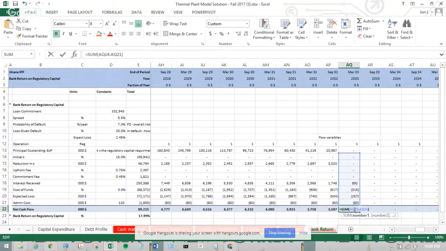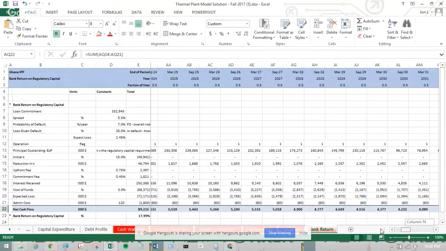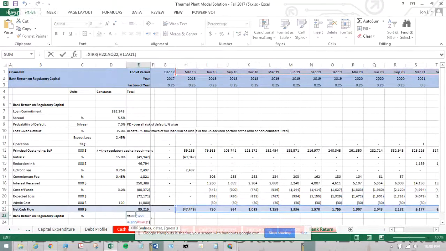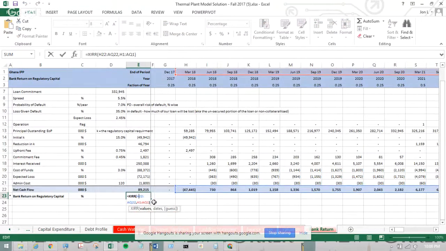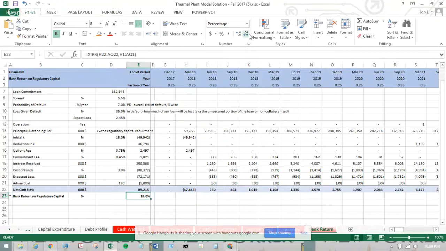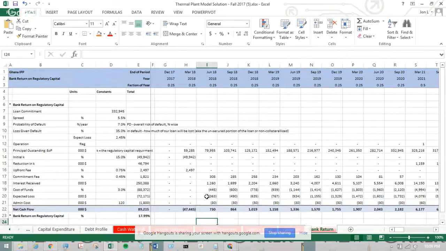Then your net cash flow is just the sum of all that. And then it's just another NPV, so it's just the XIRR. And this one, we don't even have a cost of capital. It just kind of guesses it. Just do guess. And you get this 18%, 17.99%, as your bank return on regulatory capital.